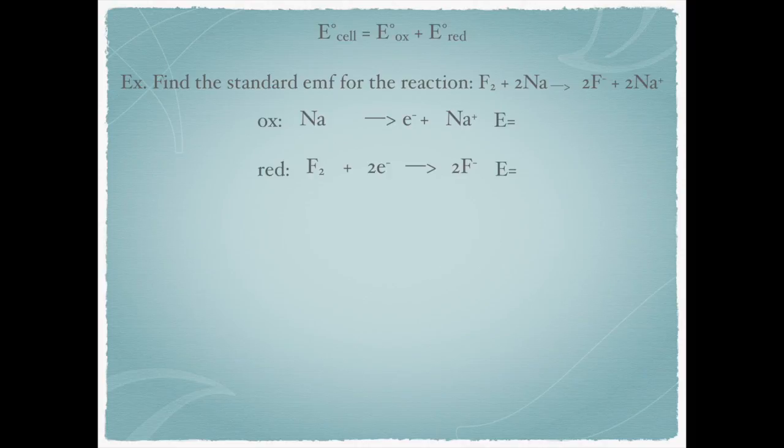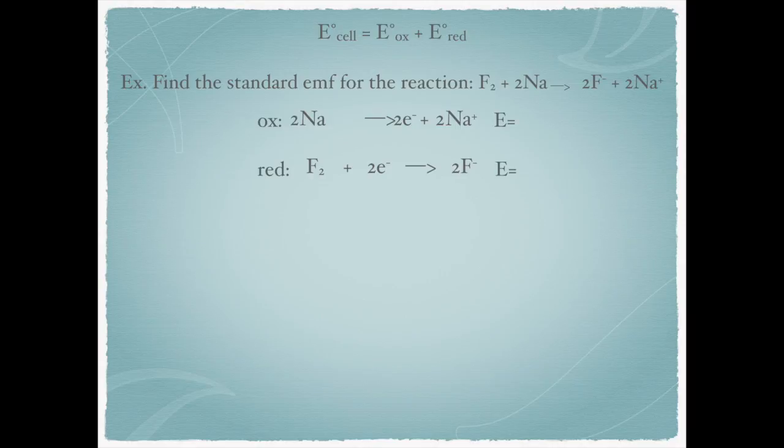My next task when I'm balancing this is to make sure that my electrons are balanced like what we did previously. So I've got to take that entire sodium oxidation reaction and multiply it by 2. So I have 2 electrons there, 2 sodiums there, and 2 sodium ions there. Now I'm going to look up the cell potential for sodium and for fluoride.